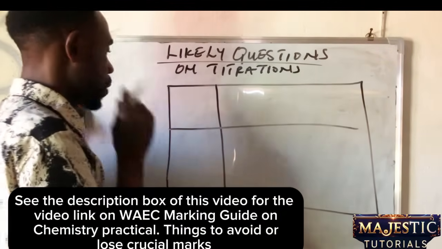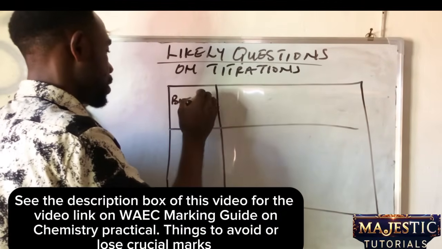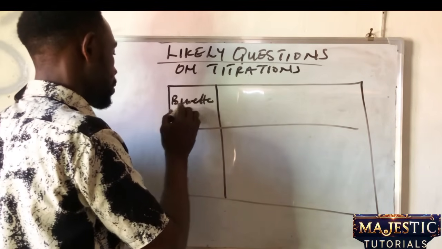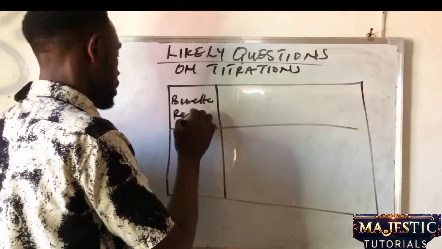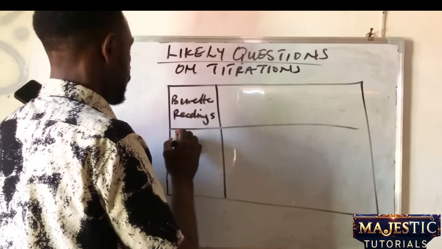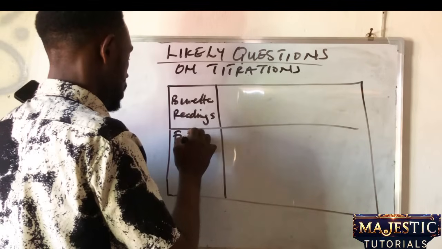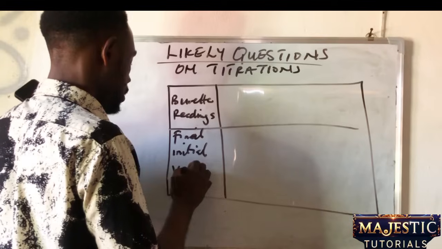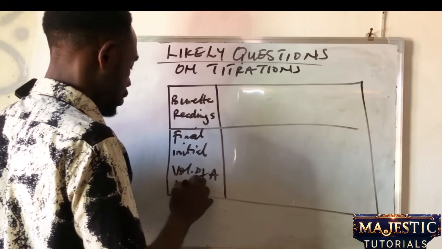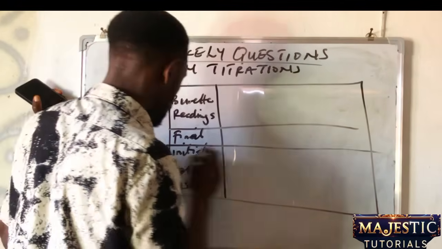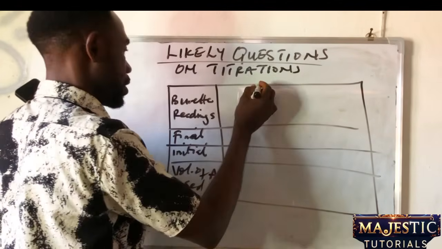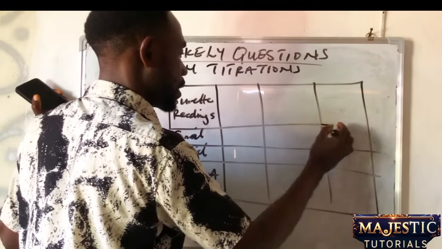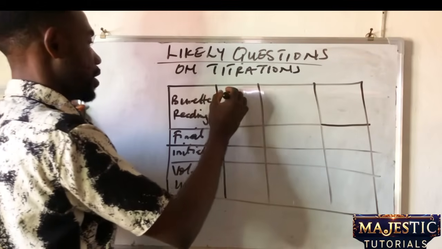So this one is made for what we call burette readings. The burette readings. Then we have final, initial, and then volume of A used. Now rule, then here I'll do at least 3 titrations. Here should be our rough.